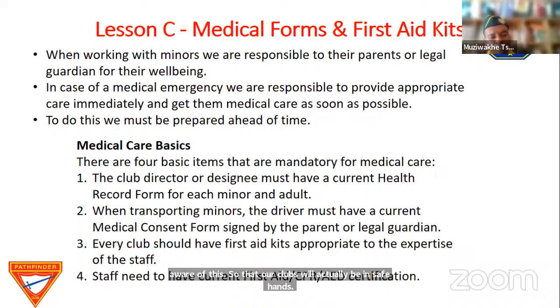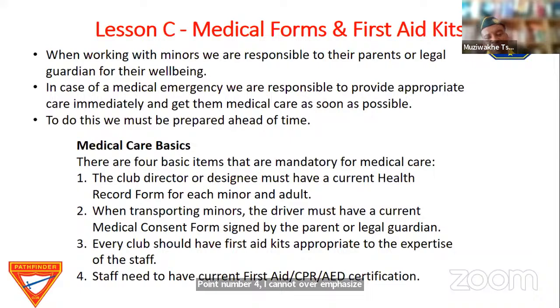Point number 4, I cannot overemphasize this, that staff members need to have a current first aid or CPR or an automated external defibrillator certificate, what we call an AED certificate. We need to have this in our possession at all times. Leaders, we need to be certified. All right. So when we have this, it will show that indeed we are prepared ahead of time as we roll out our Pathfinder activities.